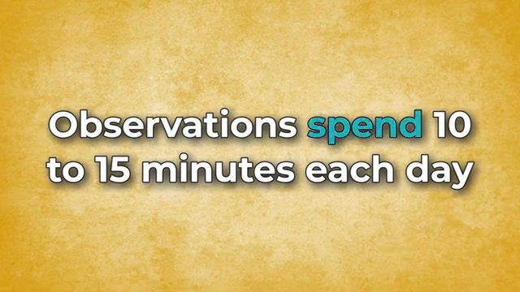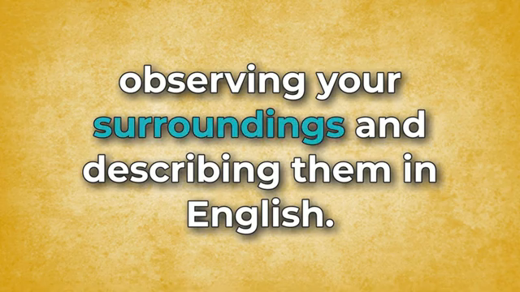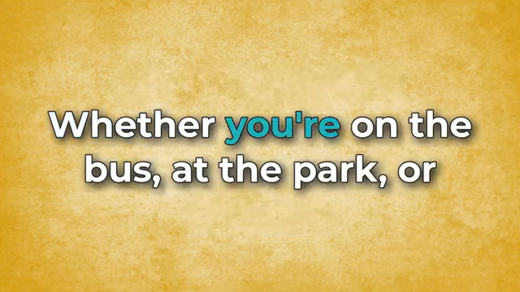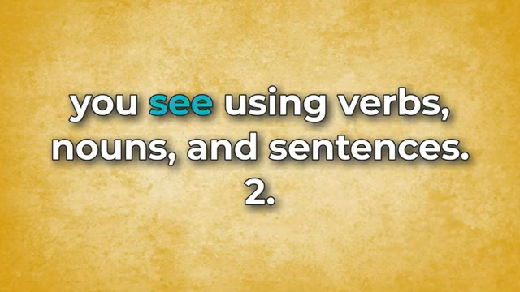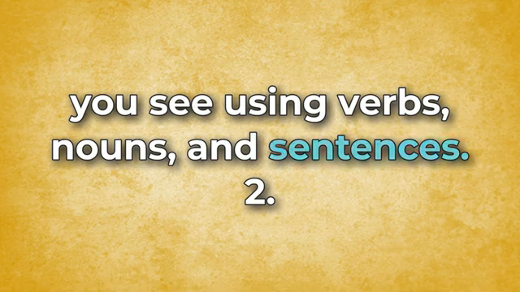1. Observations. Spend 10 to 15 minutes each day observing your surroundings and describing them in English. Whether you're on the bus, at the park, or walking through your neighborhood, challenge yourself to describe everything you see using verbs, nouns, and sentences.